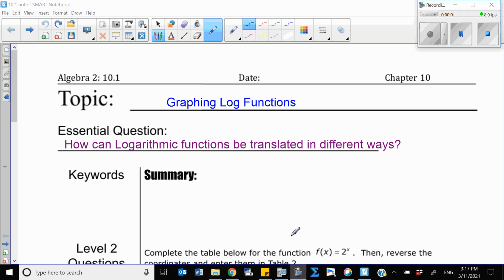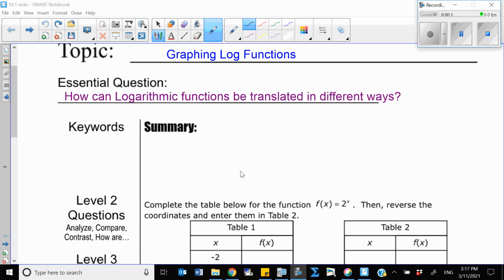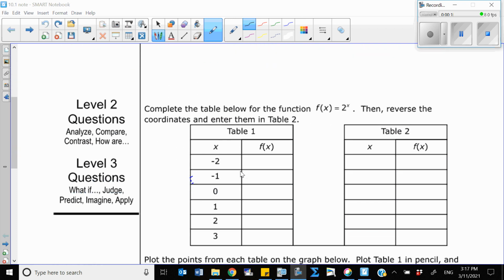Hi everyone, today we are going to work on graphing log functions. Our essential question is how can logarithmic functions be translated in different ways? So let's work on this example.